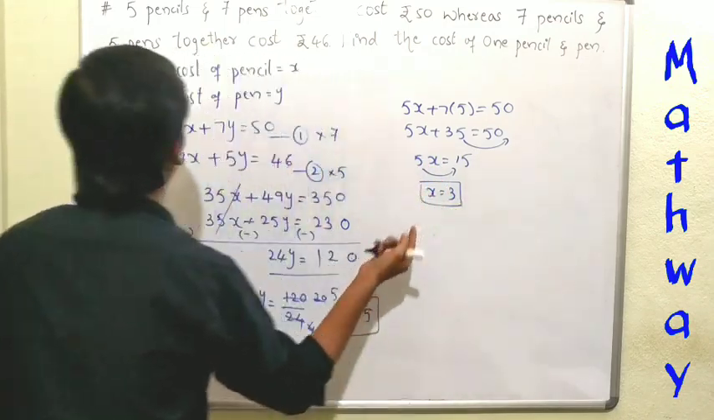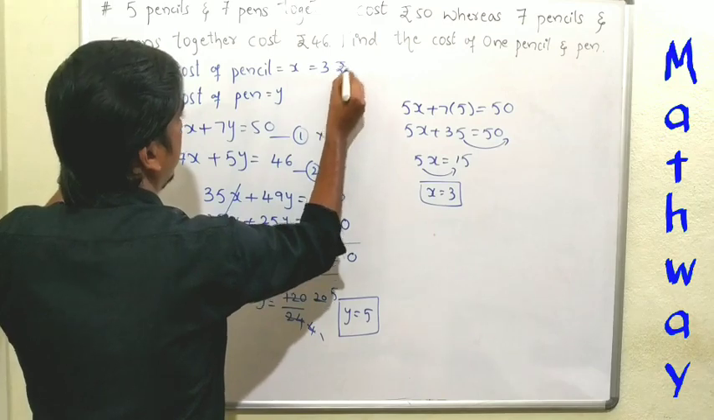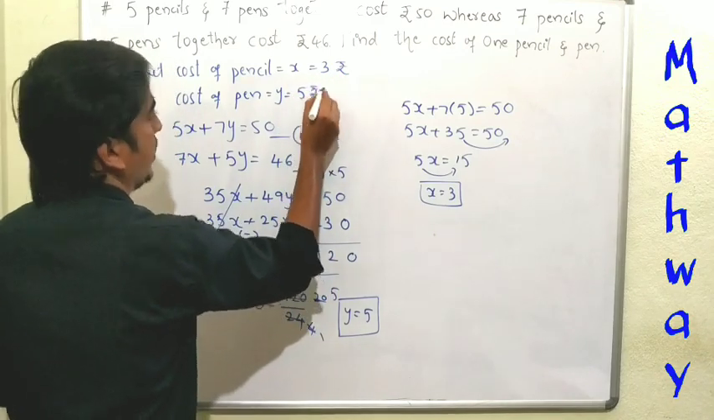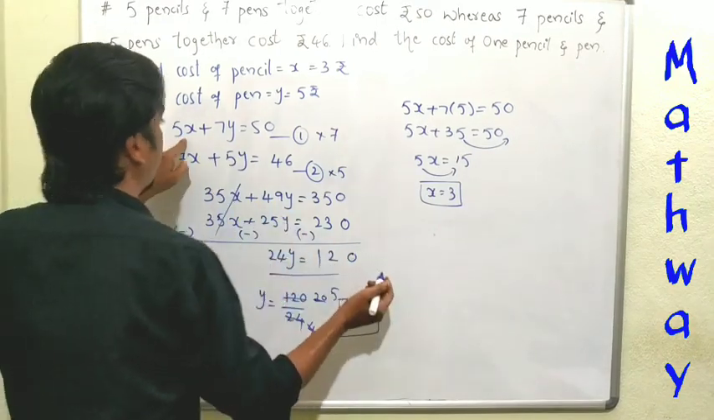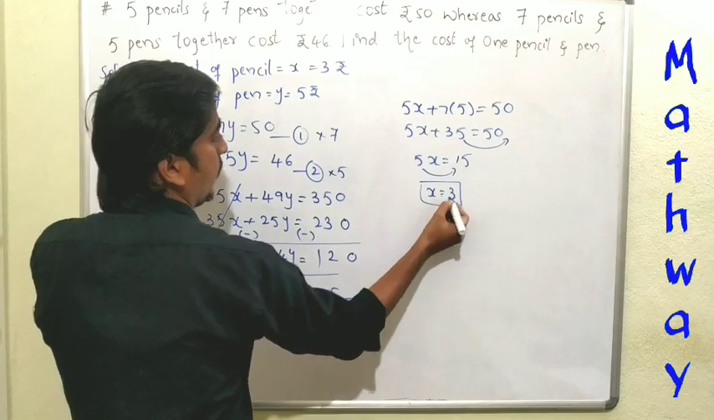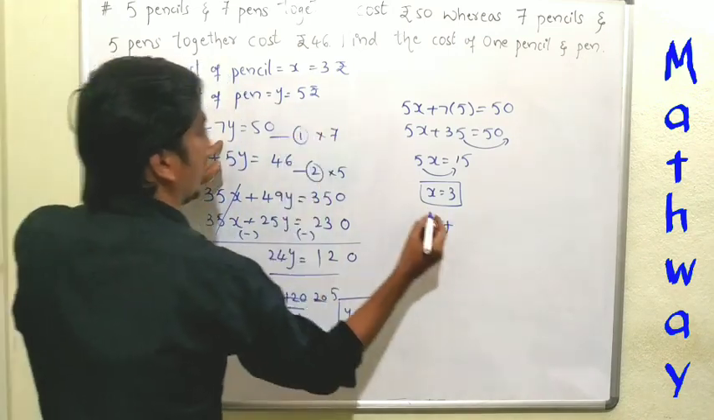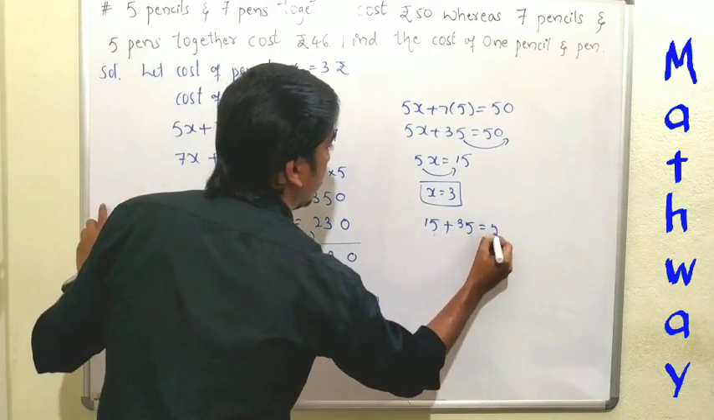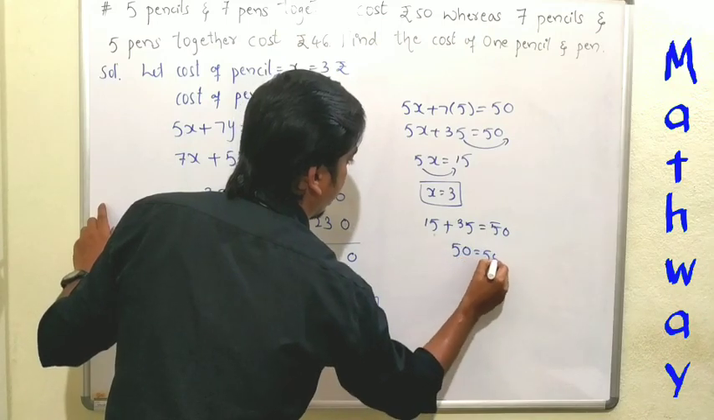So what is x? x is the cost of a pencil. The cost of the pencil is 3 rupees and the cost of the pen is 5 rupees. We can check whether the answer is correct or wrong by substituting in the equation. I am substituting in the first equation. 5x means 5 into 3, which is 15, plus 7y, 7 into 5 is 35, equal to 50. So 15 plus 35 is 50, equal to 50. So our answer is correct.